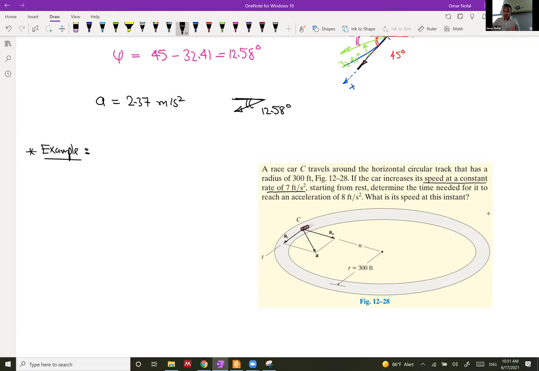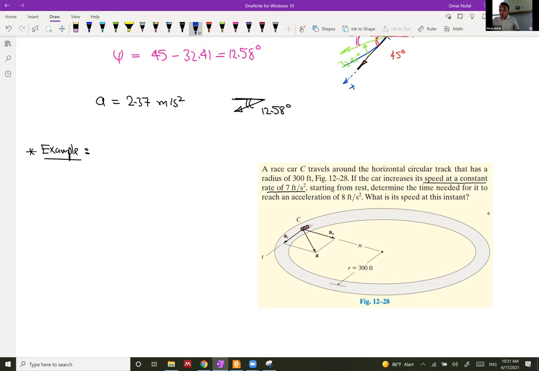is this a tangent or a normal acceleration? Can anybody answer this question? Nobody knows the answer to this question? Okay, so increasing the speed, it says the speed is getting increased at a constant rate. So this means that this is a tangent acceleration.